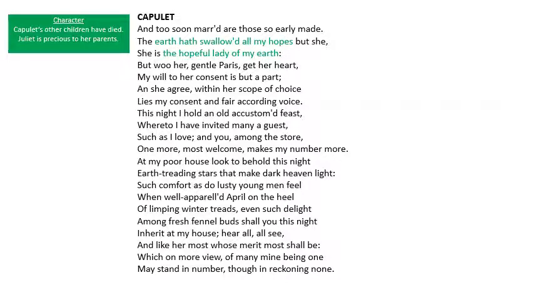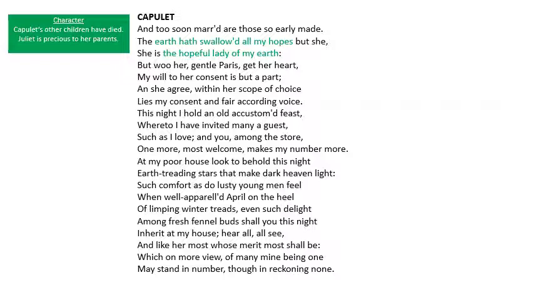So first of all, there's a metaphor here. The earth have swallowed all of Capulet's hopes except Juliet. That means that Capulet's other children have died. It makes the ending even more tragic, the fact that Juliet's going to die. It also shows us that Juliet is very precious to her parents. She's their only daughter. But he also talks about hope.